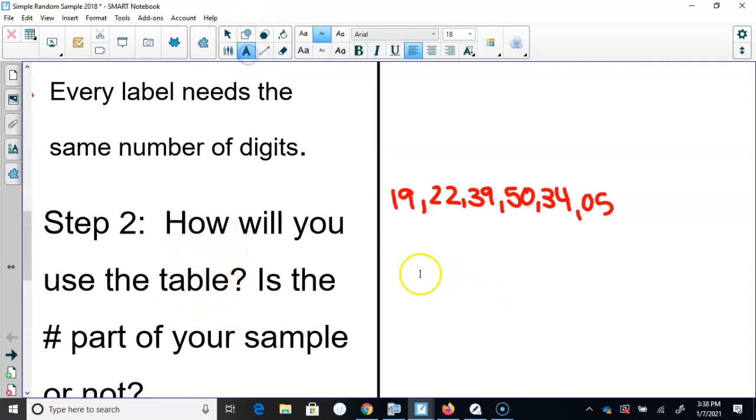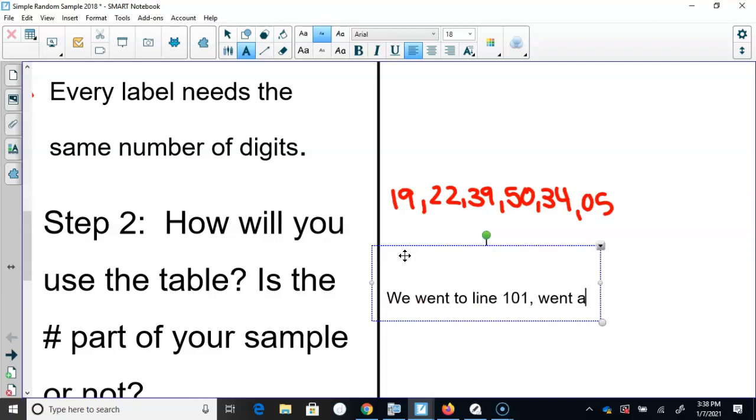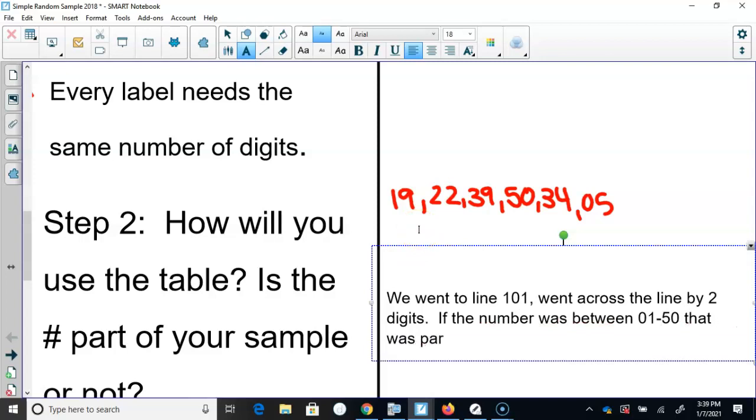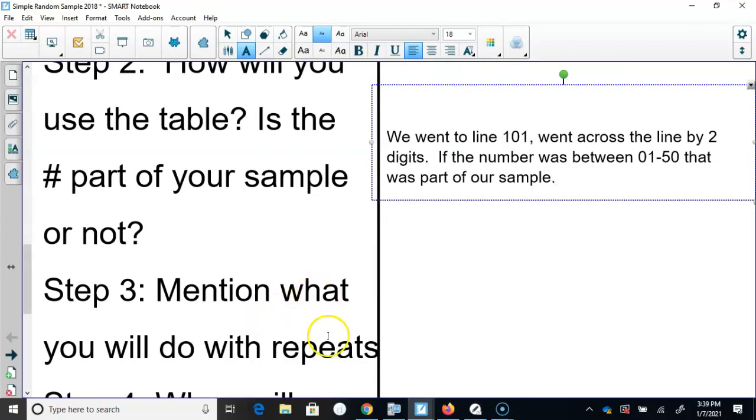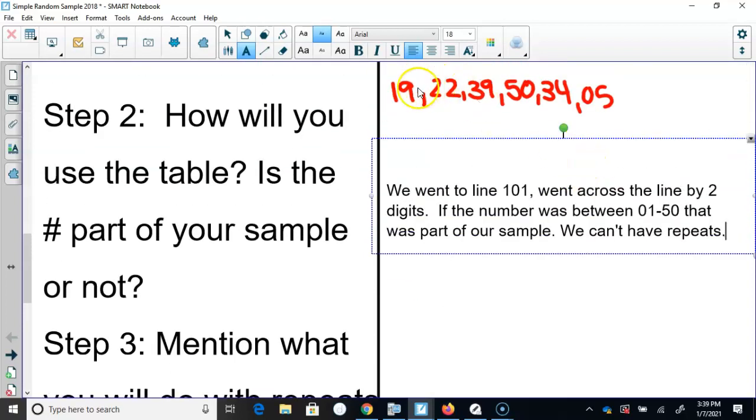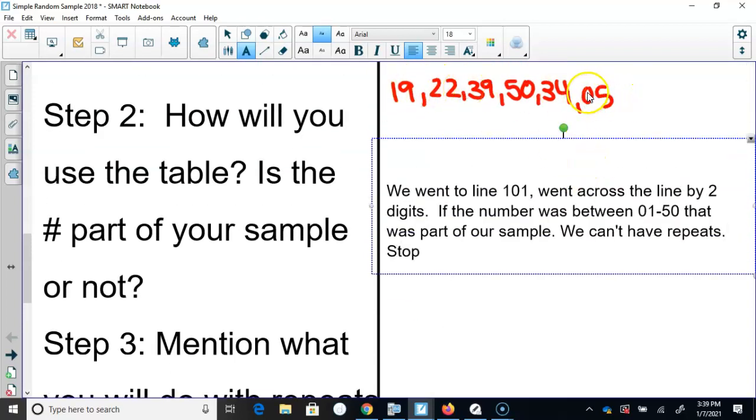How will we use the table? What did we do? We went to line 101, went across the line by 2 digits. If the number was between 01 and 50, that was part of our sample. Step 2, we just completed. Step 3, mention what we'll do with repeats. We can't have repeats. Step 4, when will we stop? Well, we stopped once we got a sample of size 6.